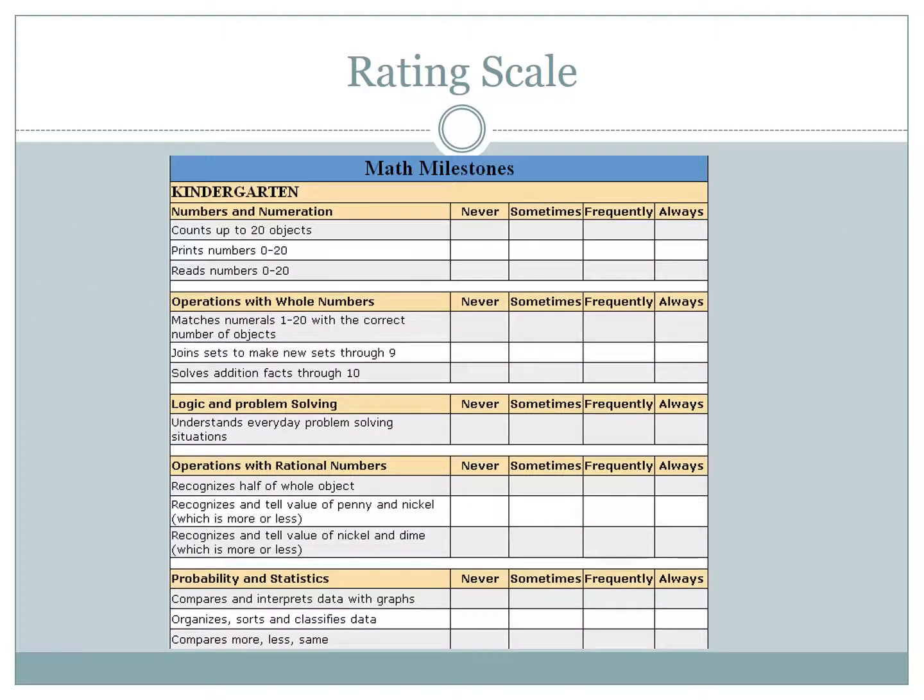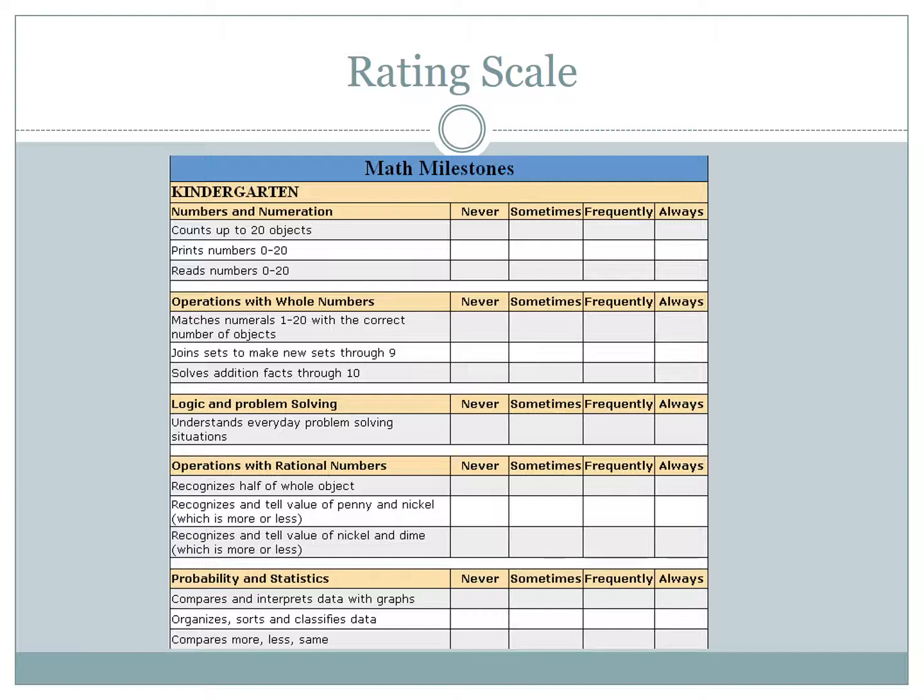Our rating scale is given here. This is a rating scale for kindergarten math milestones. You'll notice that the criteria are listed down the left column. They're broken up into categories, numbers, and numeration. Can the student count up to 20 objects? And then there's a rating scale, never, sometimes, frequently, or always. And you would just check the column that applies.